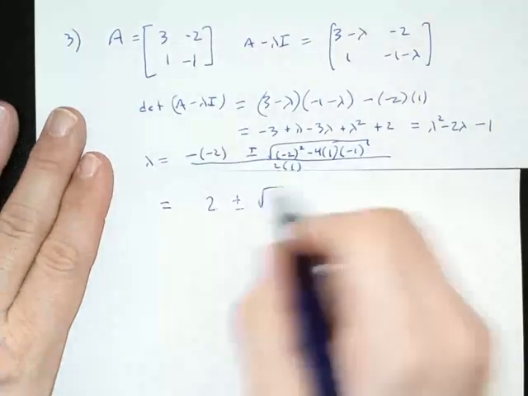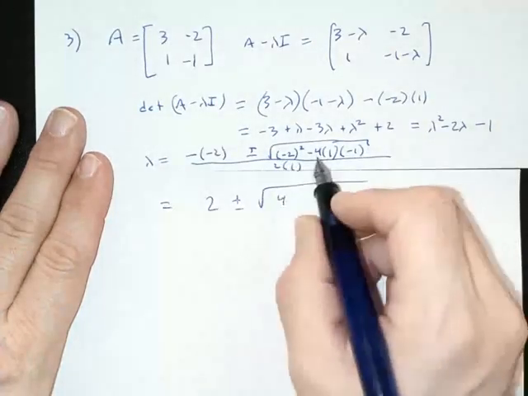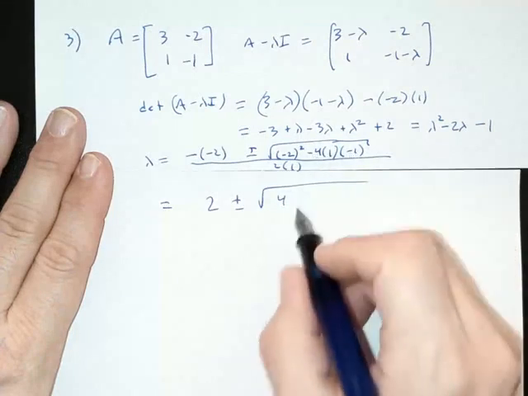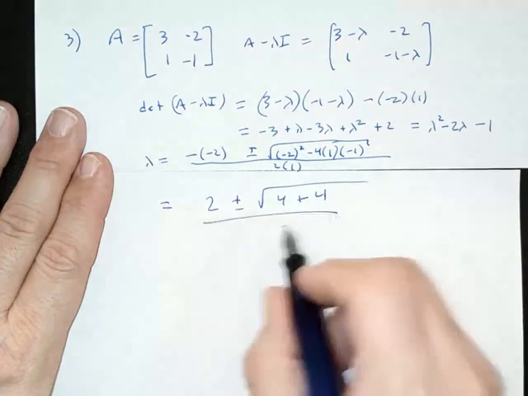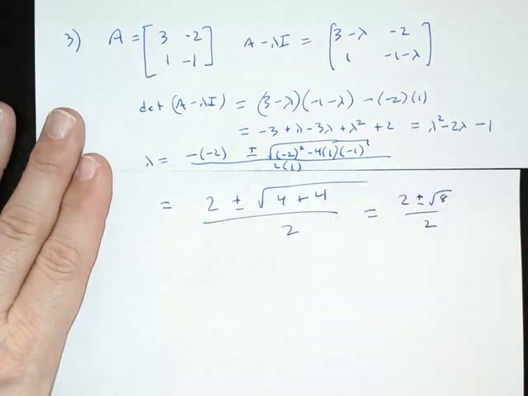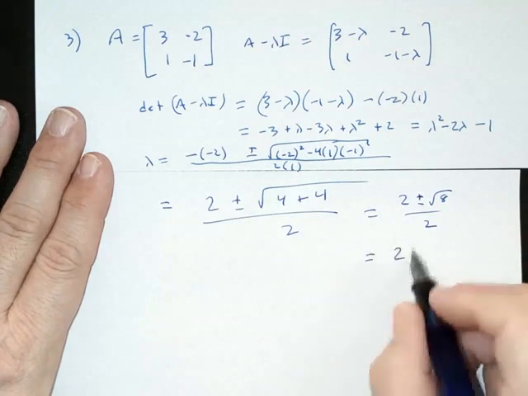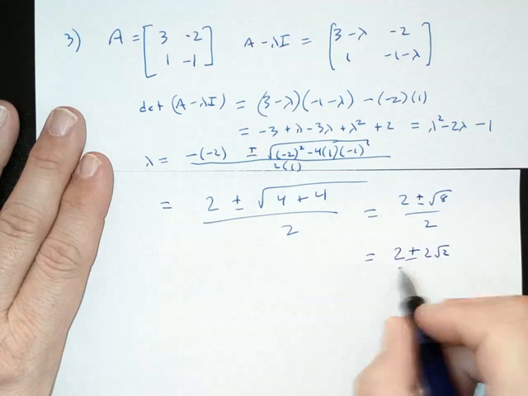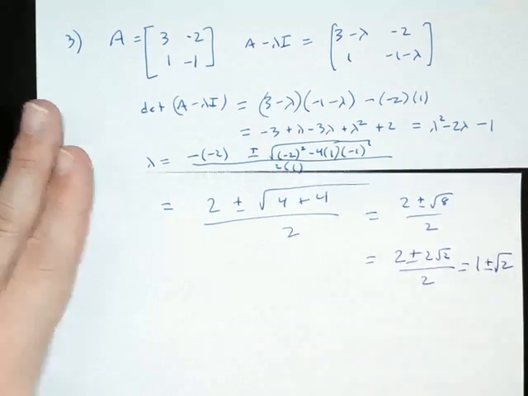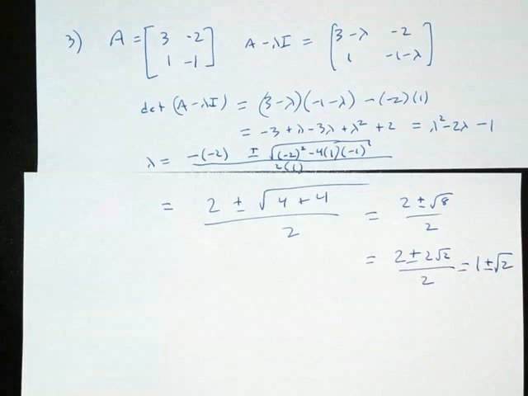Two plus or minus the square root of negative 2 squared is 4. 4 times 1 times 1 is 4, but it's negative and negative. That makes it a plus 4. So I have 2 plus or minus root 8 over 2. Root 8 is 2 square root 2, which means everything is divisible by 2. And I get 1 plus or minus root 2.